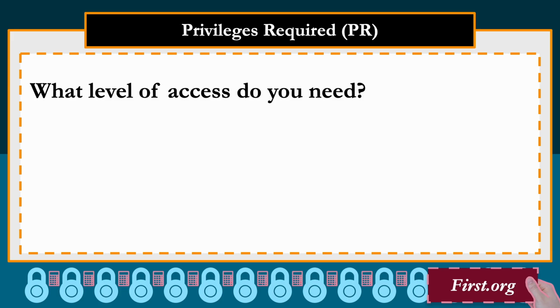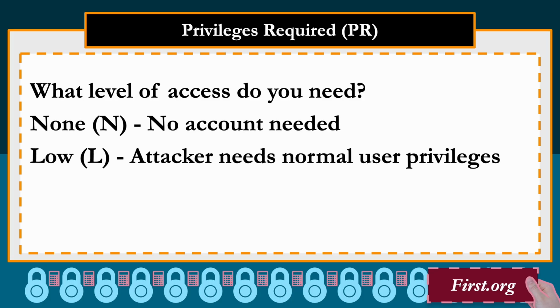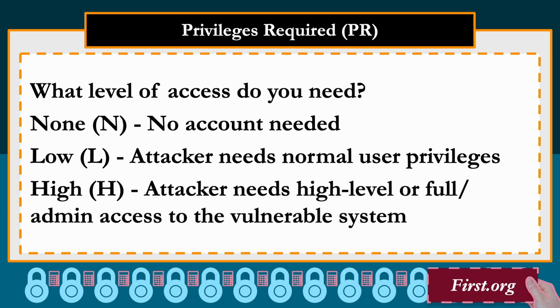Privileges required is what kind of account access you need in order to exploit the vulnerability. None is no account needed. Low means an attacker needs the privileges you get with a normal account in order to exploit the vulnerability. High means the attacker would need high level or even full access to the vulnerable system in order to change the settings and files.